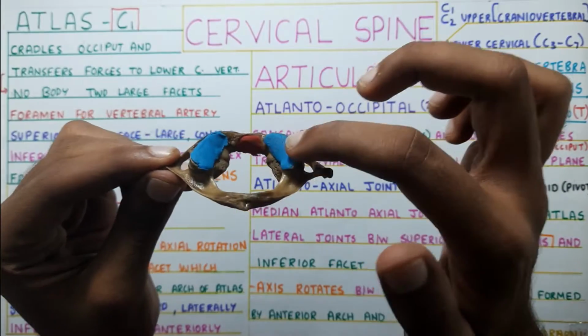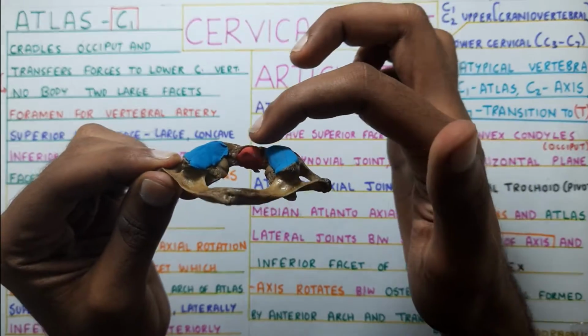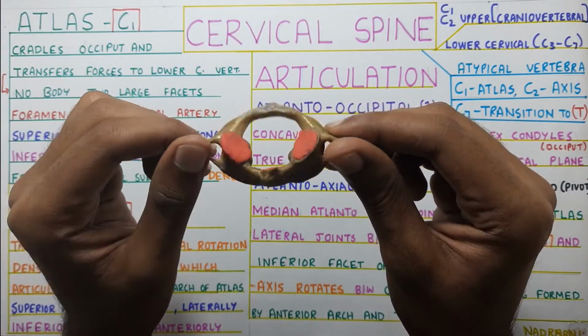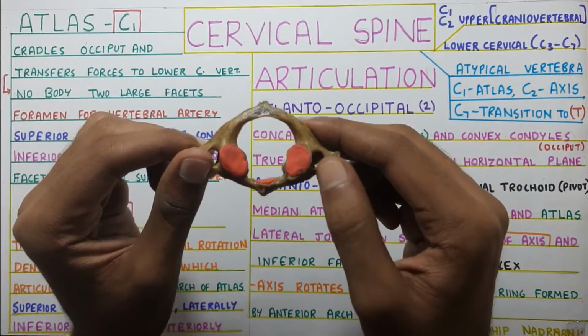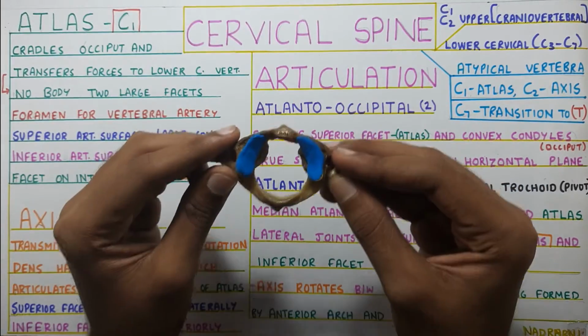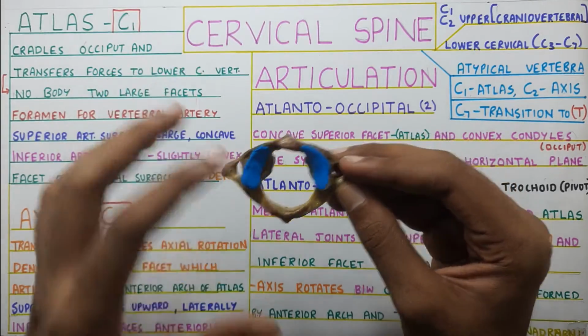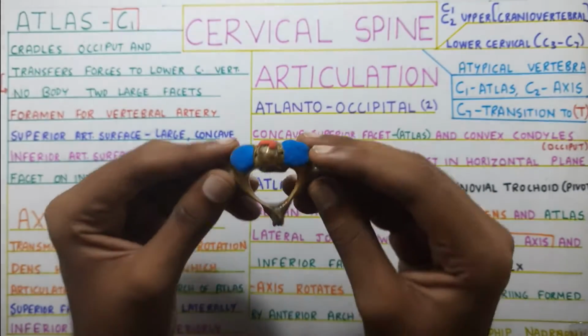So these are your superior articulating surfaces. Then this is your articulating surface for the dens, and then inferiorly these are the two inferior facets. Now let's move on to the axis and see where the dens is present and other structures. Now this is your axis.